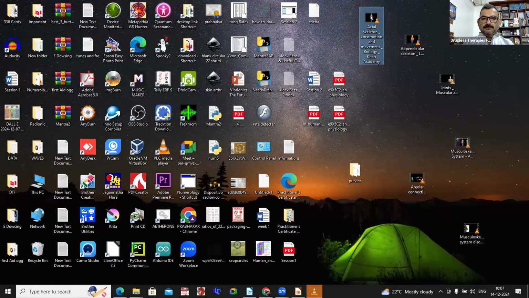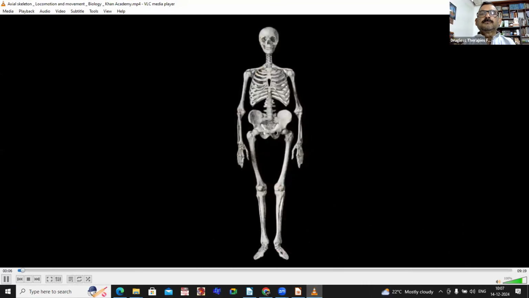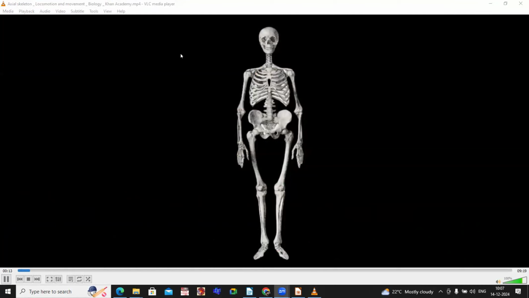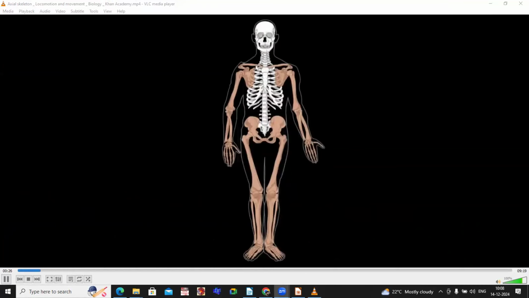Are you scared by this image? Be comforted by the fact that the skeleton not only provides rigidity and structure to our body, it's essential for the protection of vital organs like the lungs, the heart, and most importantly, the brain. The skeleton is a vast structure, and to make it easier to study, we break it down into two different parts. The part that you see in white is called the axial skeleton.